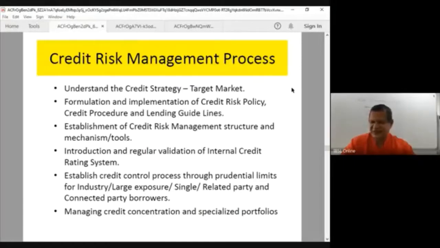We also have large exposures. We have customers who have borrowed very high values.